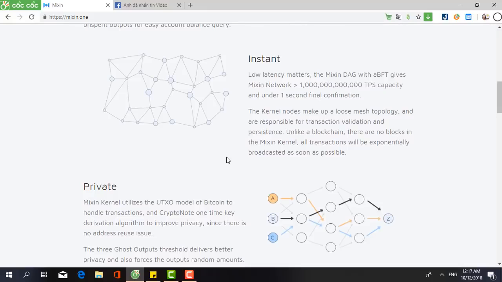The second one is instant. Low latency matters. The Mixin DAG with ABFT gives Mixin Network more than 1,000 billion TPS capacity and under 1 second final confirmation. The channel nodes make up a loose mesh topology and are responsible for transactions, validations, and persistence. Unlike a blockchain, there are no blocks in the Mixin channel. All the transactions will be broadcast as soon as possible.